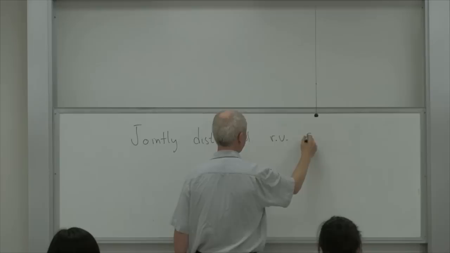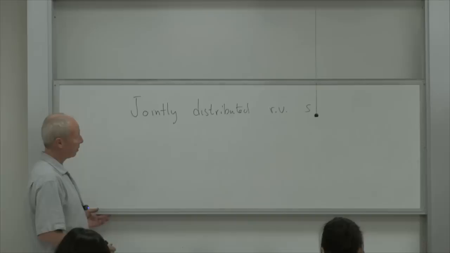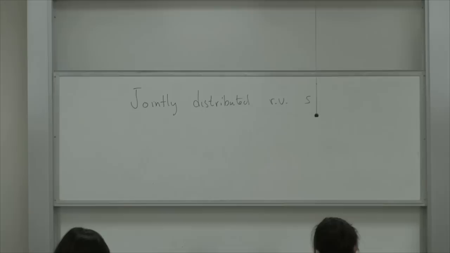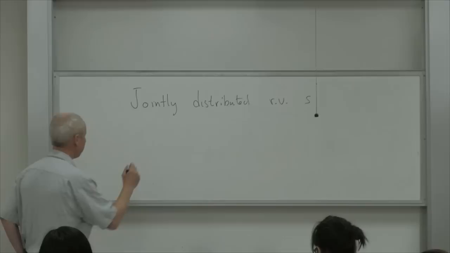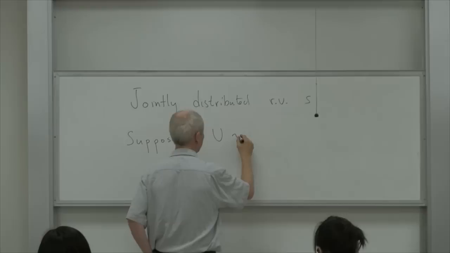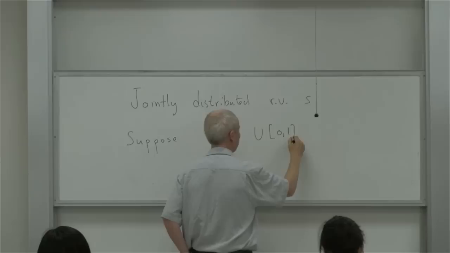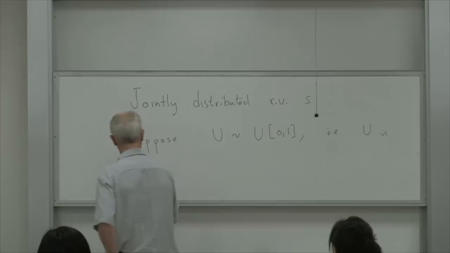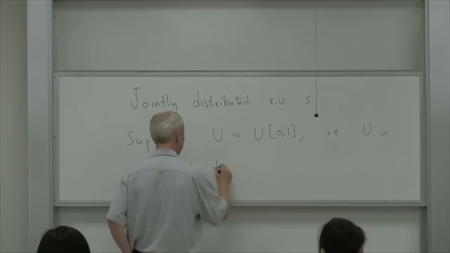And there are many examples of random variables that come in pairs that are jointly distributed. So let's do a couple of maybe very simple examples that involve what we've done already. Let's say we select a number at random from [0, 1].